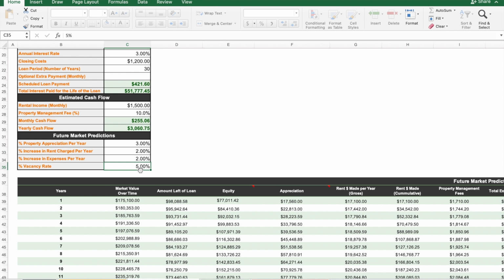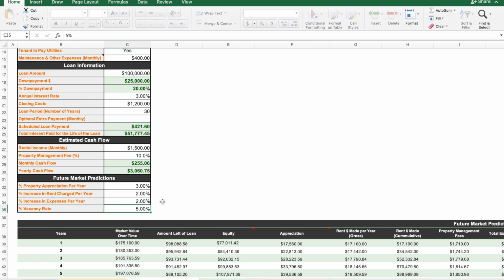I would err on the conservative side, and you can also play around with these numbers to do best case versus worst case scenario. So I'm going to up my vacancy rate to 10% and see what happens. So as you can see, my cash flow dropped about $100 per month. It was $255, went down to $165. So I'm going to change it back to 5%.